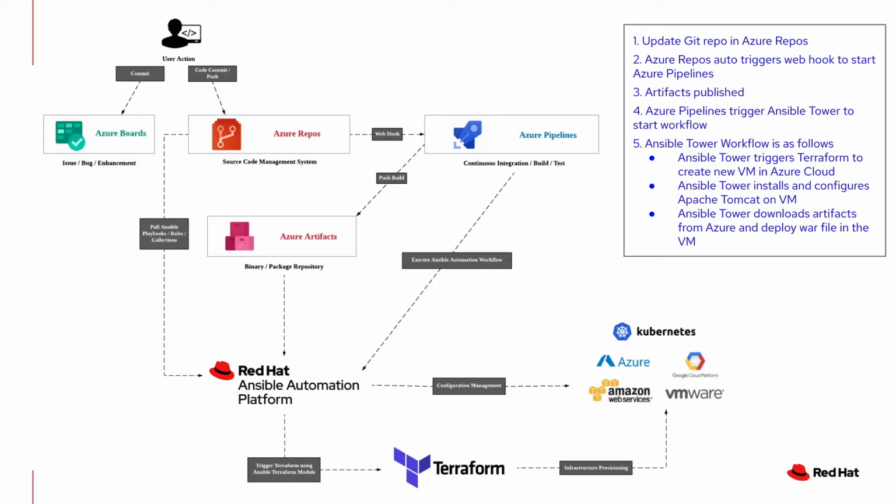And what happens after this is that the Ansible Tower is going to install and configure Apache Tomcat on the virtual machine. It will then download the required artifacts from Azure DevOps and deploy the WAR file to the virtual machine. Right, we will create all these things in a single workflow, and in the end we are going to do a very quick sanity test to make sure that the applications have been successfully deployed on the virtual machine. So this is how the flow will look for this particular demo.